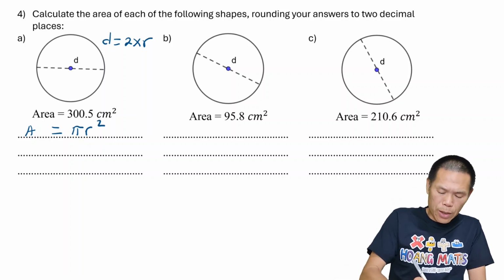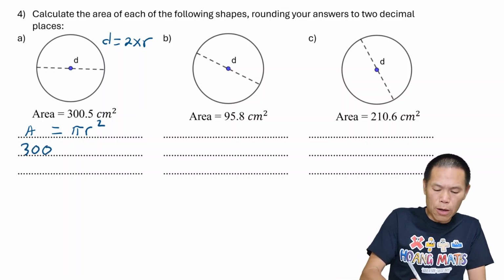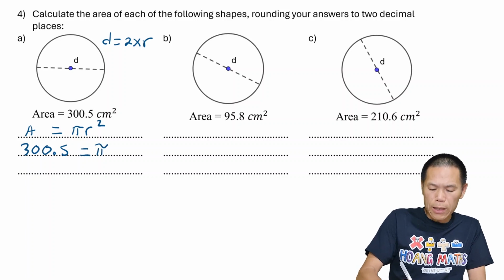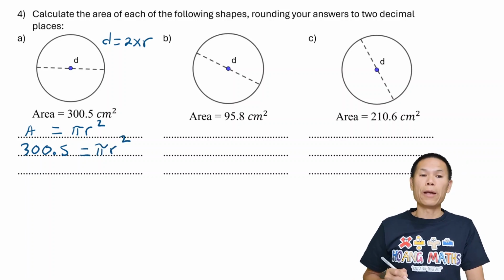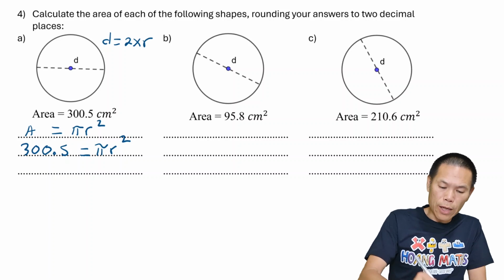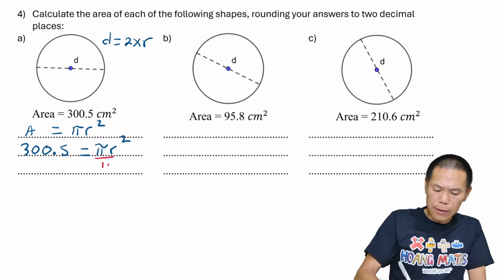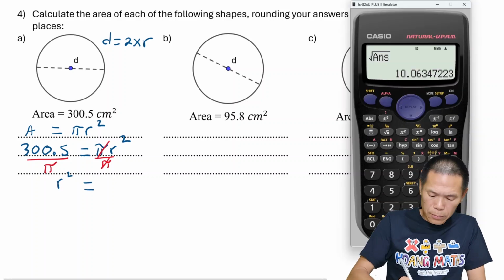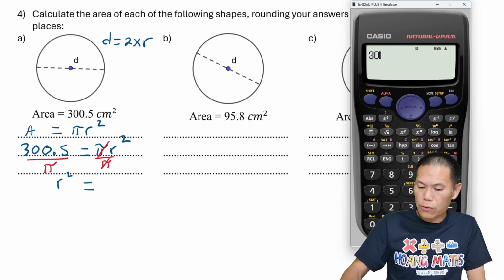So the area is 300.5. That is equal to pi times the radius squared. And what I do, I divide this by pi, and I divide this by pi. That cancels out. So r squared is 300.5 divided by pi.